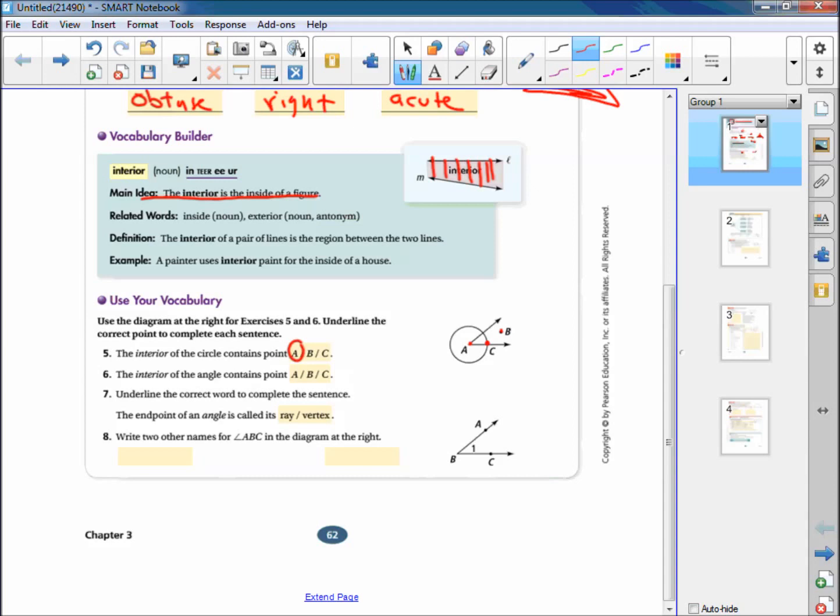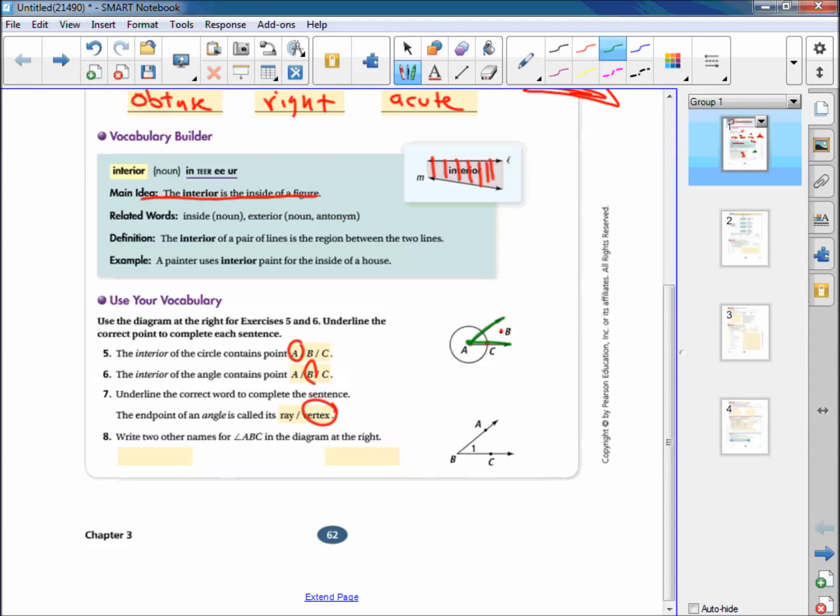All right, the interior of the angle contains points A, B, or C. So A is the vertex of the angle, that's on it. C is on the angle, but B is in the interior of the angle. It's between the two sides of the angle. All right. Underline the correct word to complete the sentence. The endpoint of an angle is called the vertex. So where the two rays meet, we get the vertex. So in this case, point A is the vertex of angle A.